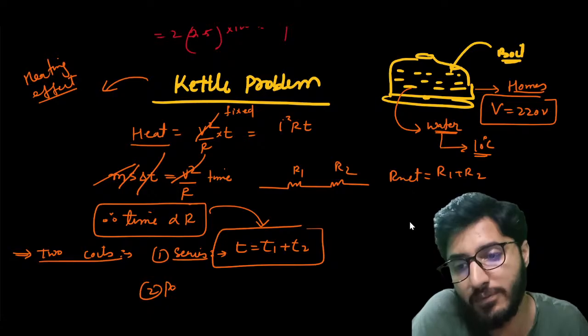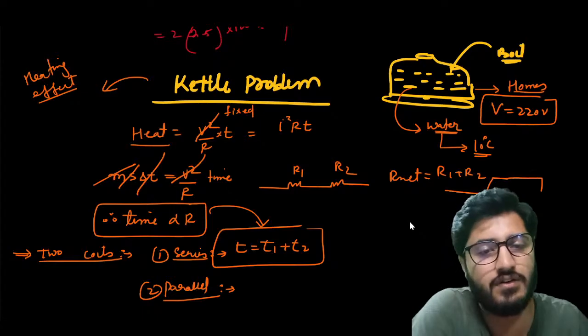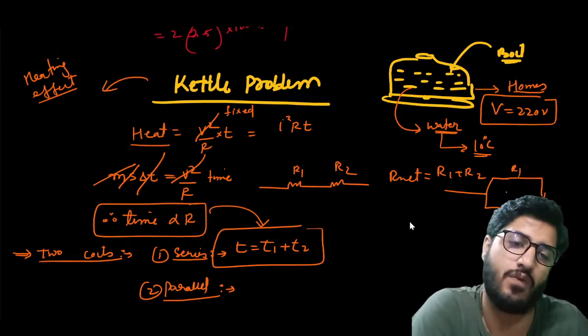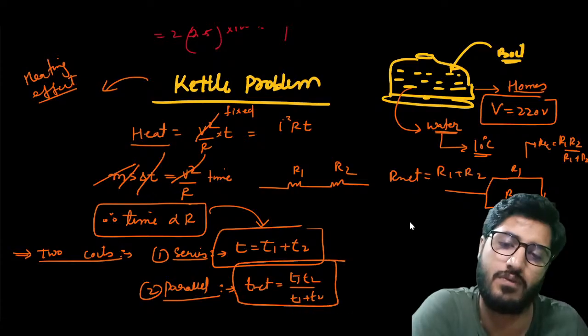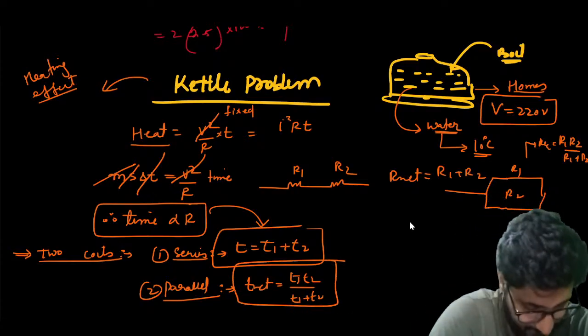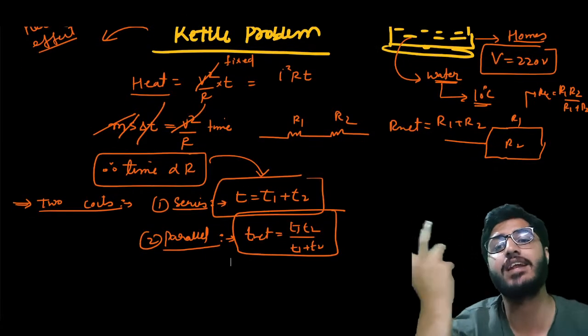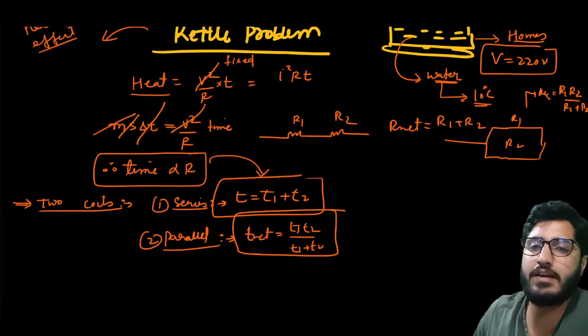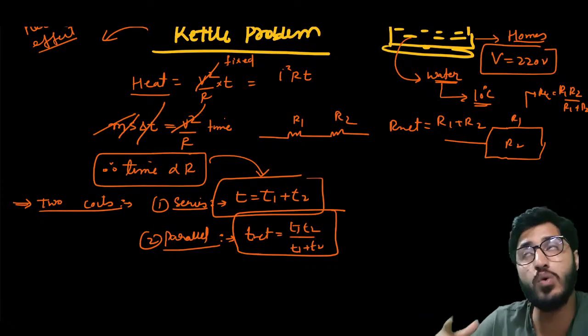Second one, if we are placing them in parallel, with R1 and R2, what is R equivalent? Sir, R1 R2 divided by R1 plus R2. That is T net equals T1 T2 divided by T1 plus T2. Done? It is not that important, but still it is important. You need to have some idea about the kettle problem. You will find a numerical based on this particular parameter, and you should know which formula to use or how to think about it.